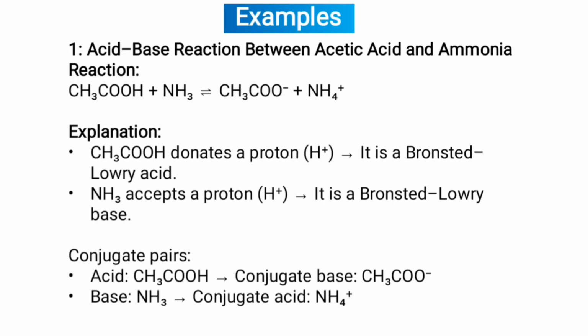Example: acid-base reaction between acetic acid and ammonia. Reaction: CH3COOH + NH3 reversibly gives CH3COO- + NH4+. Explanation: CH3COOH donates a proton, H+. It is a Bronsted-Lowry acid. NH3 accepts a proton, H+. It is a Bronsted-Lowry base. Conjugate pairs: acid CH3COOH, conjugate base CH3COO-; base NH3, conjugate acid NH4+.